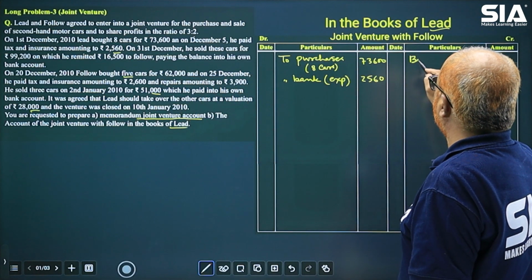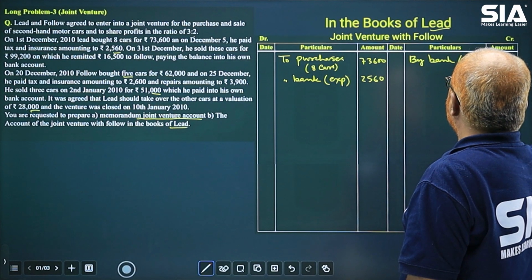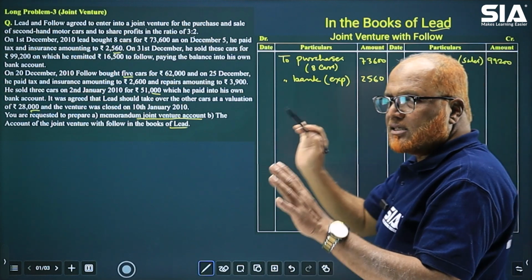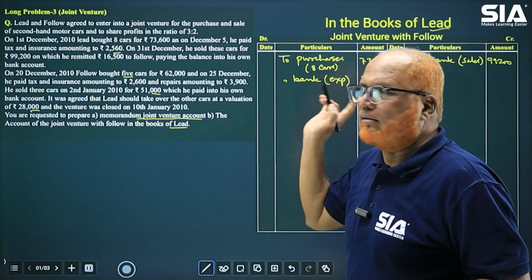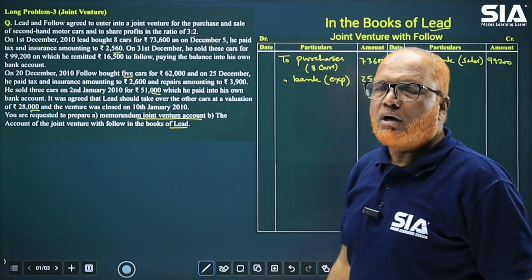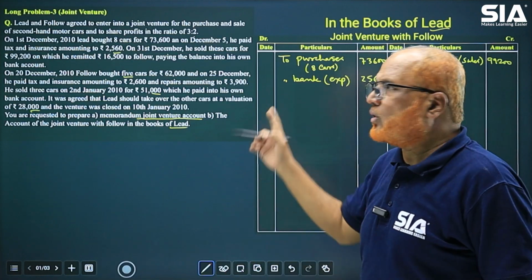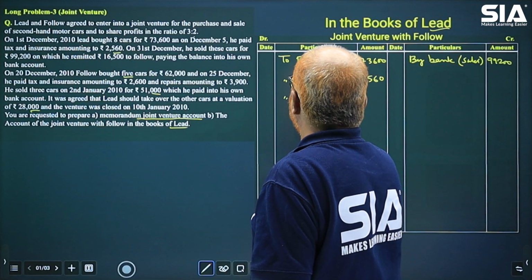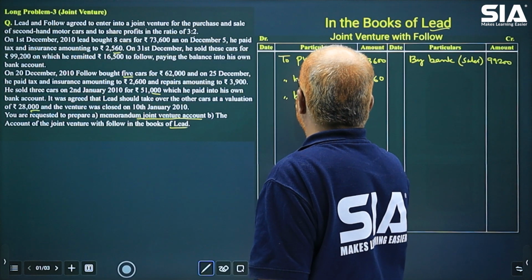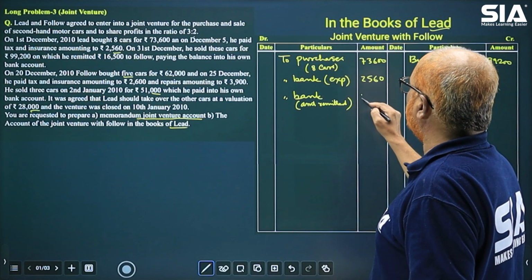On 31st December, he sold these cars for 99,200. So here I am writing sales, 99,200. Only his transaction will be recorded. His means lead's 99,200, of which he remitted 16,500 to follow. Out of this amount, 16,500 he has paid to follow. So debit side, to bank, amount remitted 16,500.